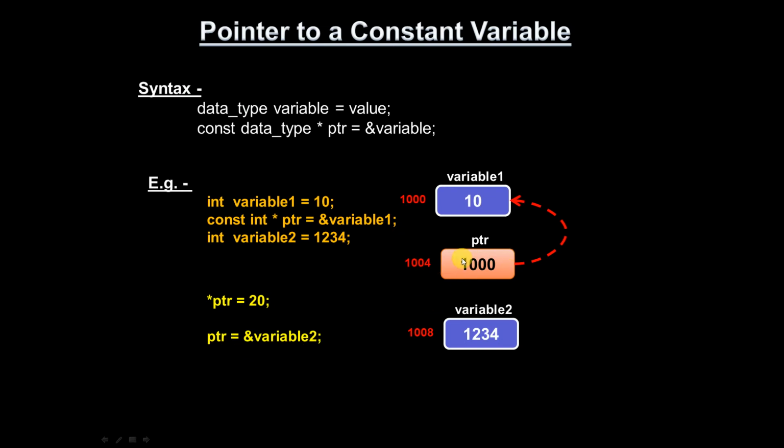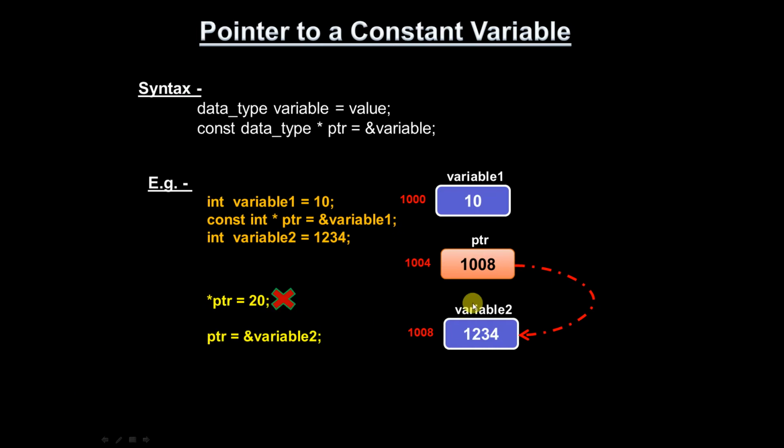And ptr equals to address of variable 2, now this is possible. If you want, you can make it point to some other variable. So another variable's address it can hold, but wherever it is pointing, that particular memory location will be treated as constant. This is an illegal operation, but what you can do is make this pointer point to variable 2. That is possible. So this is valid syntax.